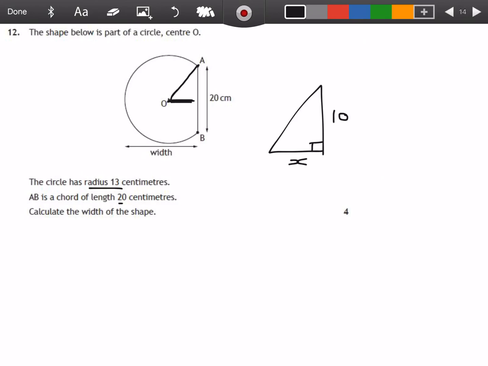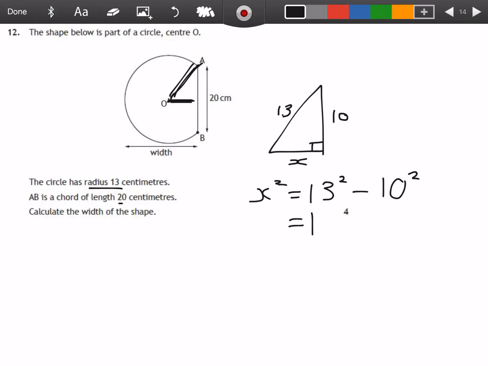However, to do Pythagoras, we need to know two sides. This one here, that's just the radius. And we were given the radius in the question. The radius was 13, so that's 13. Okay, so now we're going to use Pythagoras. How do we find x squared? Well, we do 13 squared, 10 squared. What do we do with them? Add or subtract? We're working out a smaller side, so we do a subtraction.